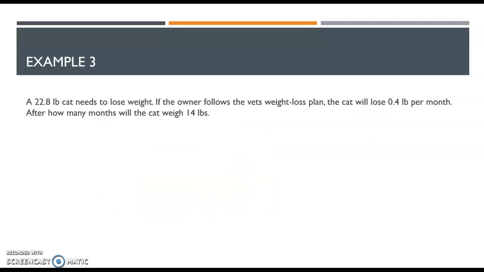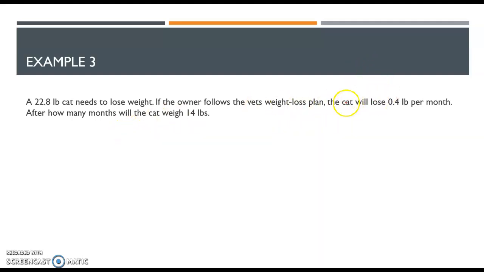All right, so now a word problem. All right, so we have a 22.8 pound cat, and he or she needs to lose weight. If the owner follows the vet's weight loss plan, the cat will lose 0.4 pounds per month. How many months until the cat will weigh 14 pounds?